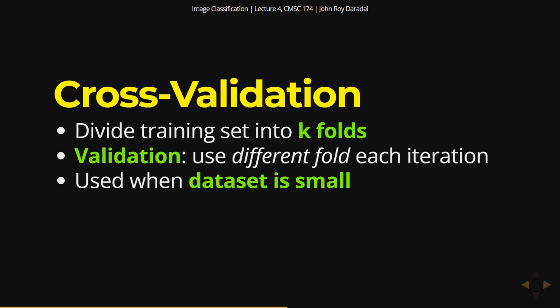So when you only have a few images and you cannot afford to have a separate validation set, because it would take away from the training set. You need as many images in the training set as possible, right? So if you use a separate validation set, then it would take away from the training set. So if you have that situation where the data set is small, then you use cross validation.